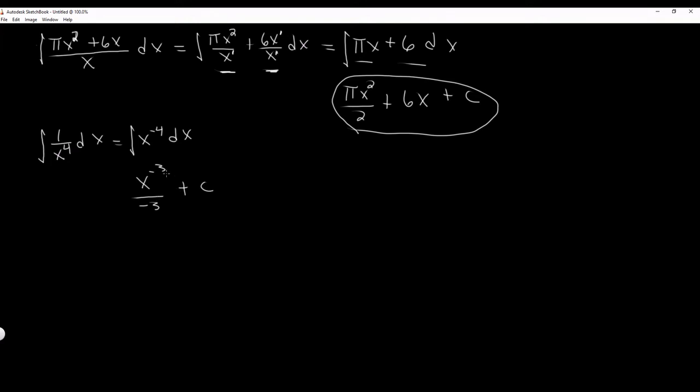And from here, to simplify this, so this negative goes out to the front, so it's going to be negative, and we're going to switch the signs on this to a positive, so x to the negative 3 is going to be x to the third on the bottom, so it's going to be negative 1 divided by 3x to the third plus c.